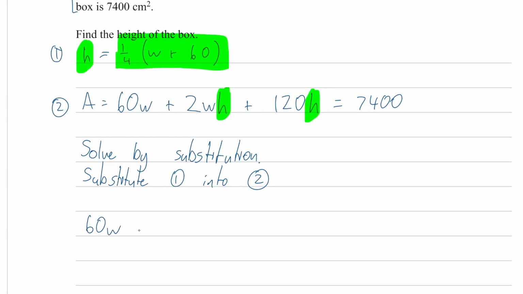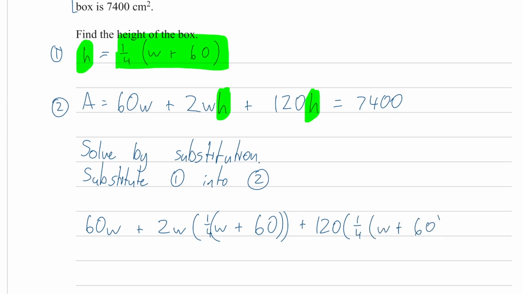So equation 2 becomes 60w plus 2wh, where h is 1/4 w plus 60. Don't forget our brackets there. Plus 120h, where h again is 1/4 w plus 60. And all of that, remember, equals 7,400. So again, we just substituted the first equation into the second, and now we have this big long equation that we can simplify down and then solve for w.